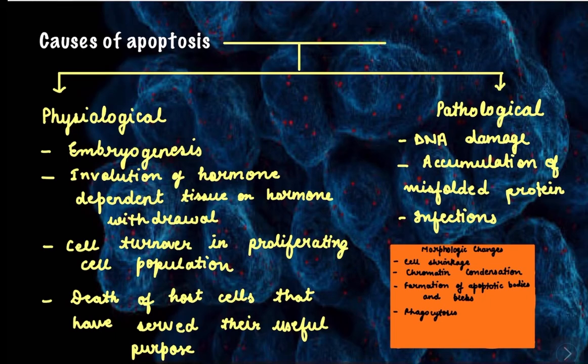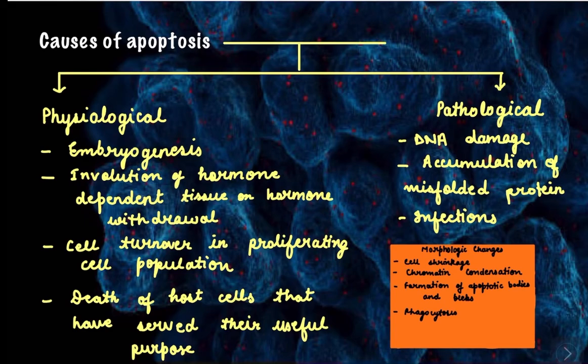So apoptosis eliminates cells that are injured beyond repair. For example, if there is DNA damage, which could occur by radiation or cytotoxic anti-cancer drugs, or the accumulation of misfolded proteins, cell death is triggered by improperly folded intracellular proteins. Apoptosis is also induced during certain infections, mostly viral infections.